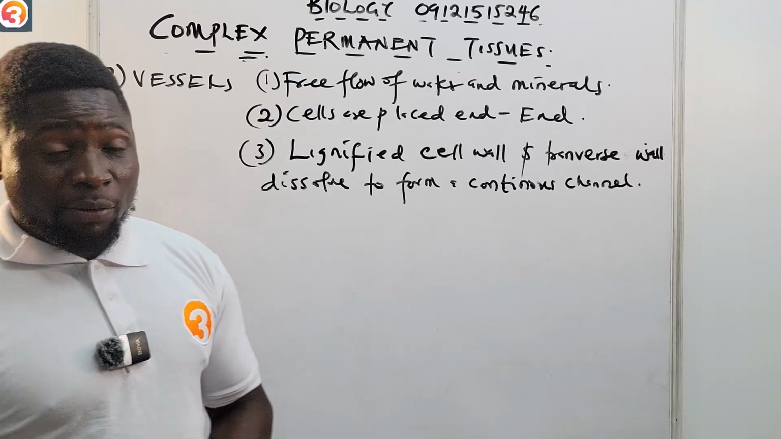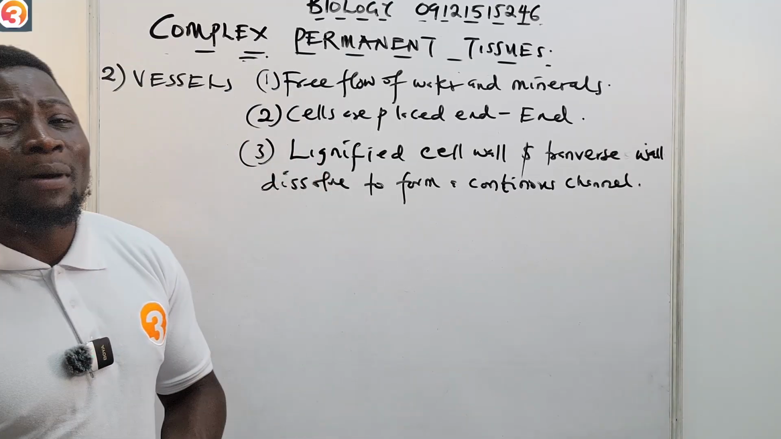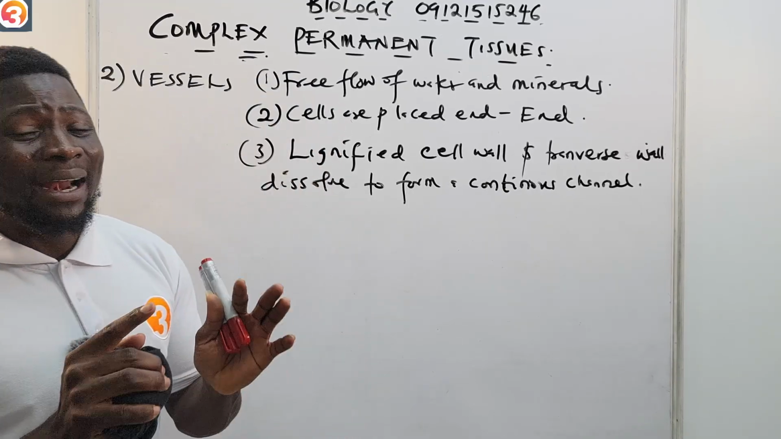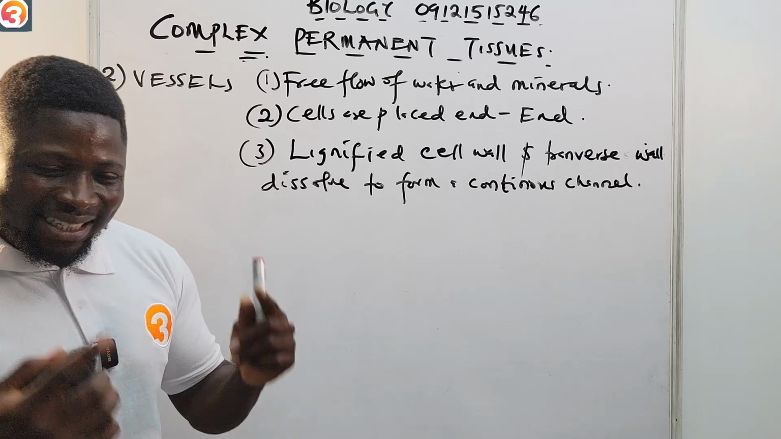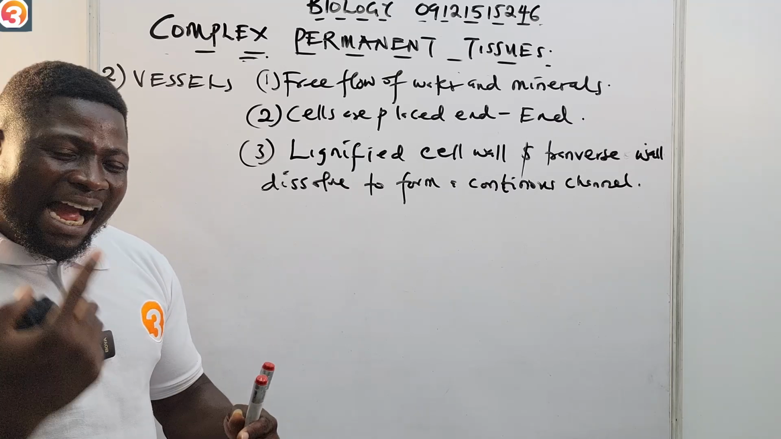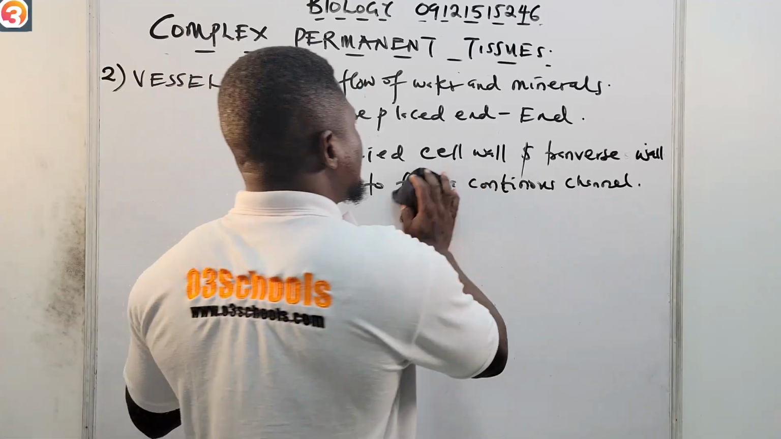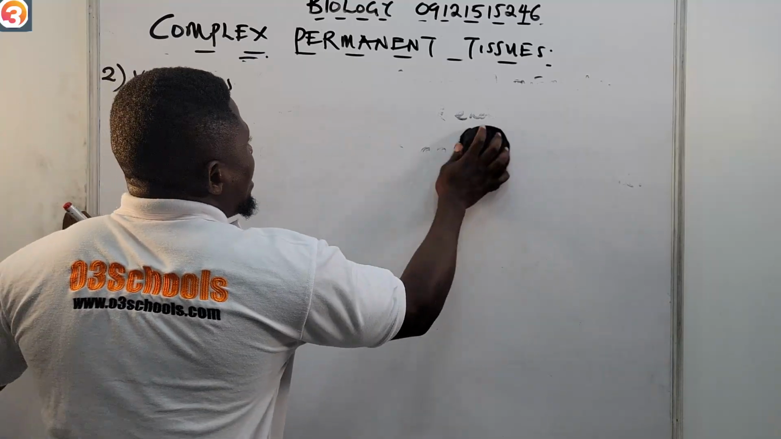Very easy, right? Then what's the third one? The third one is the xylem parenchyma. And what do you remember about the xylem parenchyma? I told you that the xylem parenchyma is the only living cell among the xylem components. Let it stick in your head. So let us quickly see some of the characteristics of the xylem parenchyma.